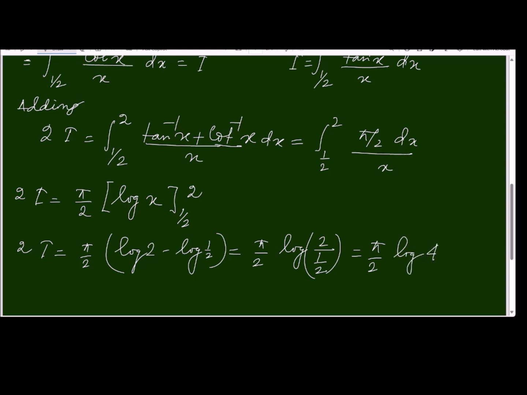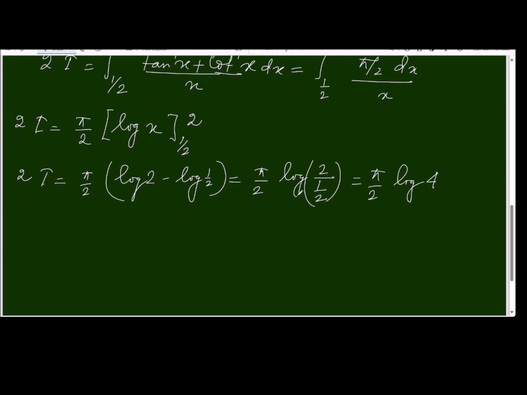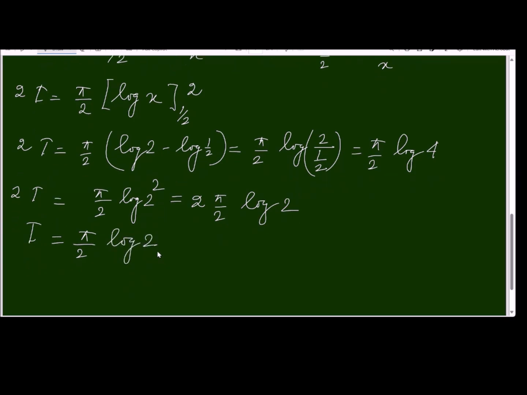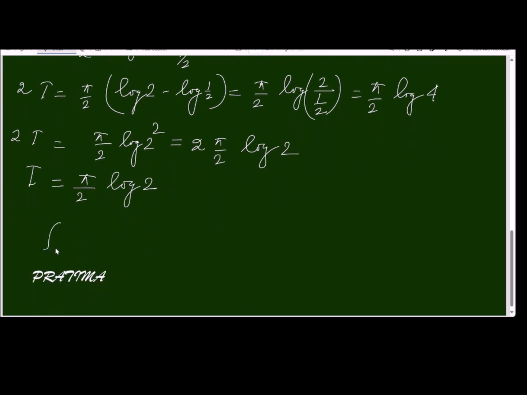Log 4 is... I'm simplifying to match the answer, pi by 2 log 2 square, that is same as 2 pi by 2 log 2. I equals pi by 2 log 2. This is the answer to this question. So the integral from 0 to 2 of tan inverse x over x dx equals pi by 2 log 2.